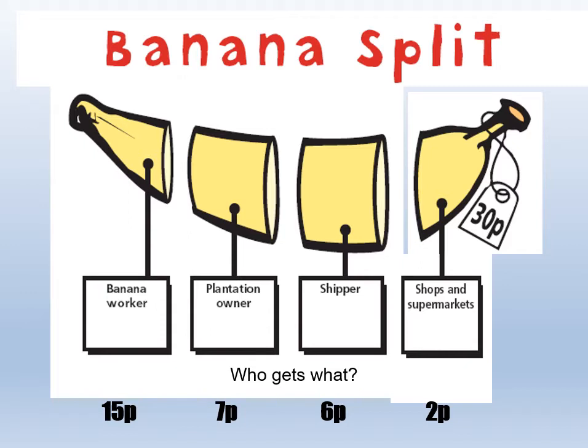So the categories are 15 pence, 7 pence, 6 pence and 2 pence. The shops and supermarkets get 15 pence of it. The plantation owner gets 7. The shipper will get 6 pence, which leaves the banana worker, who's doing those 12 to 14 hour shifts of really heavy, intensive labour, putting their own health at risk because of the chemicals. They get a measly 2p for each of the bananas that are sold at 30p.